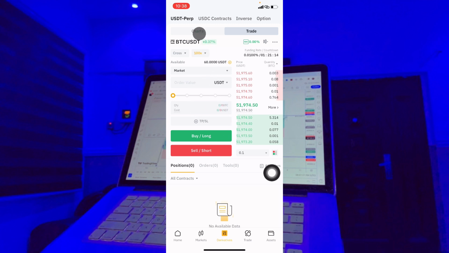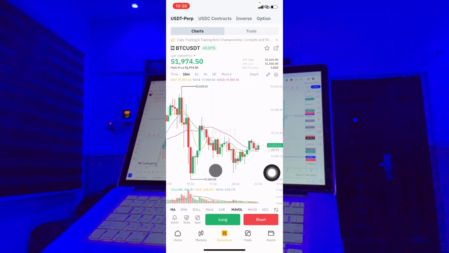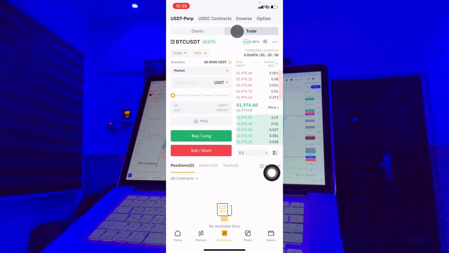So you have the chart section here. Looking at the chart right now, Bitcoin is making an uptrend. So there are usually some coins that you can use to trade and make profit when Bitcoin is making an uptrend or downtrend. These coins react to Bitcoin very fast. One of the coins is called Link.